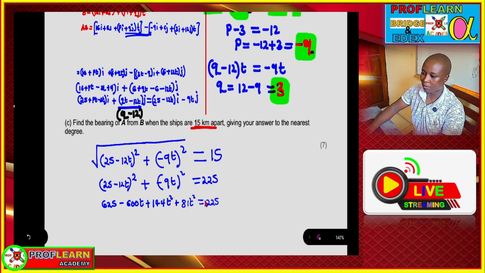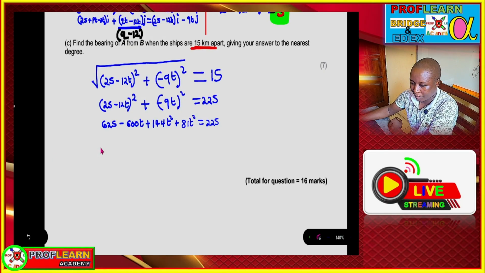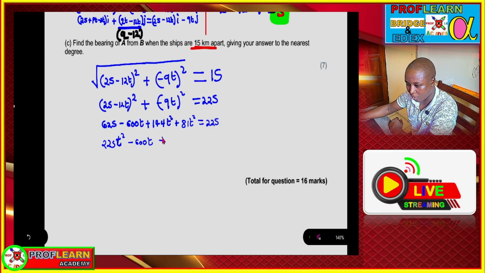If we put the like terms together, we shall say 144 plus 81, which translates to 225t squared, and this is going to be minus 600t. And of course, we're going to take this to the other side of the equal sign, so 625 minus 225 translates to plus 400 equals 0.